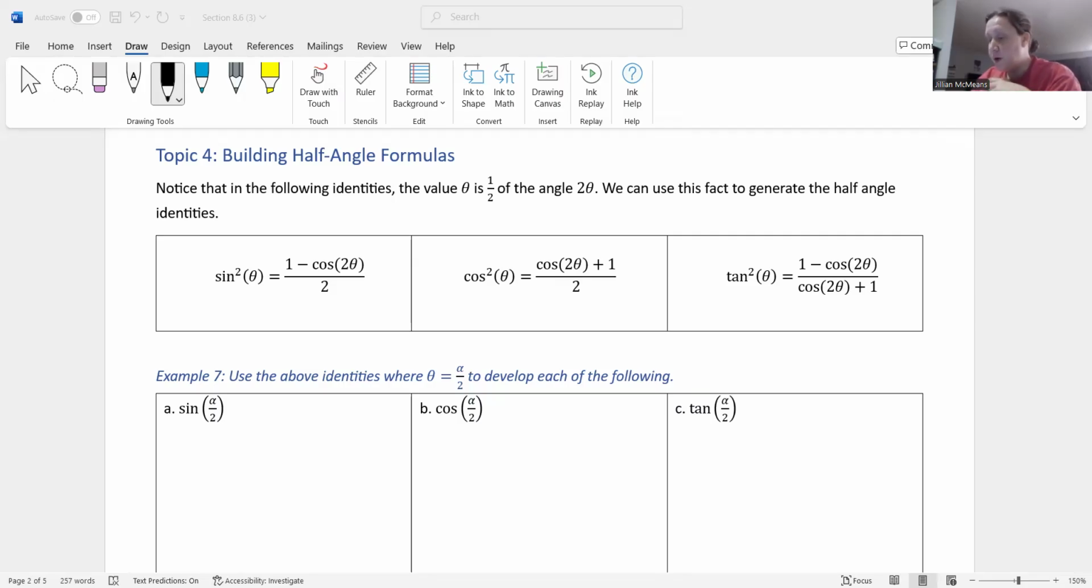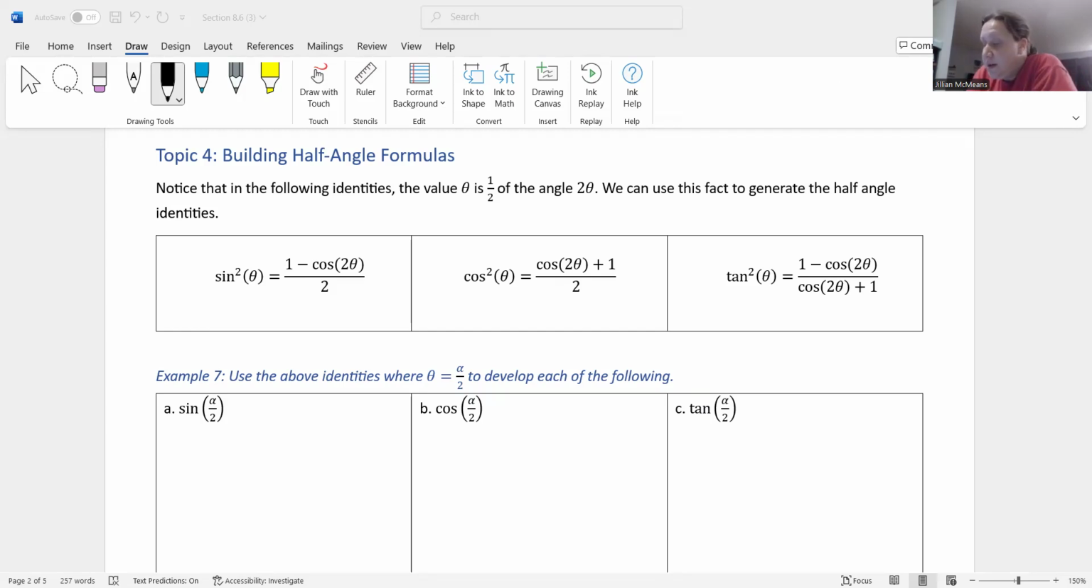For topic 4, we're going to look at building half angle formulas for sine, cosine, and tangent. Earlier in this worksheet, we looked at manipulating double angle formulas to find values for sine squared theta, cosine squared theta, and tangent squared theta. And I told you, don't forget those. They're coming back. Okay? So they're back. I have them written here for you.